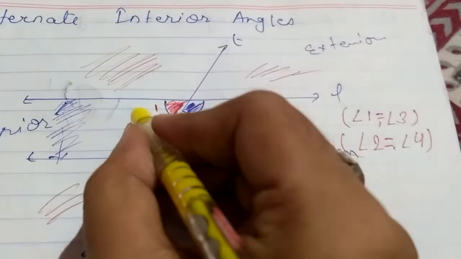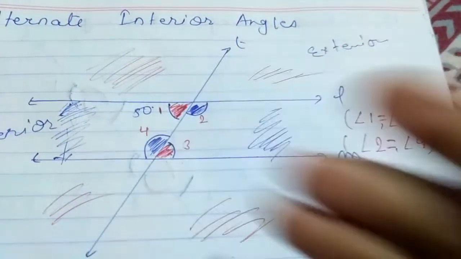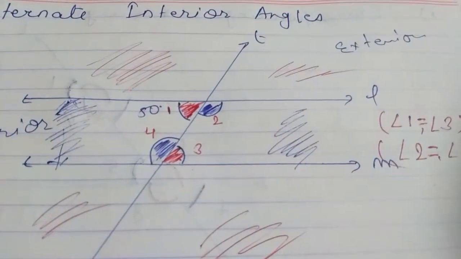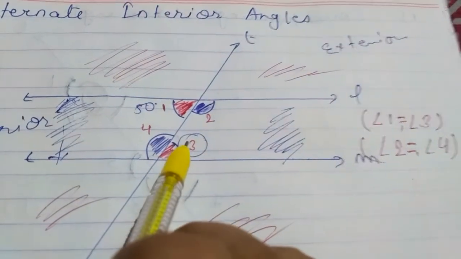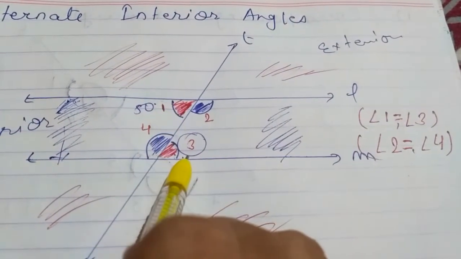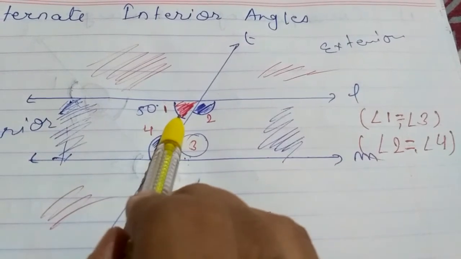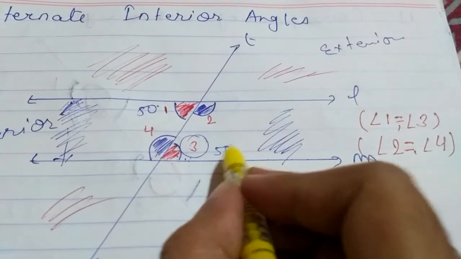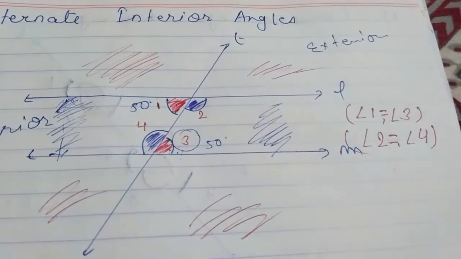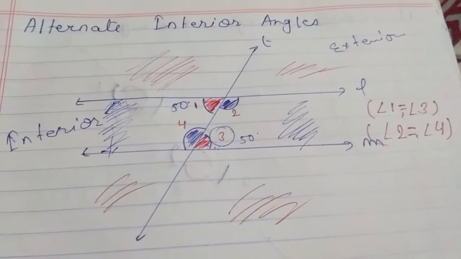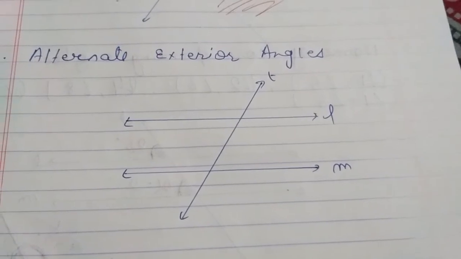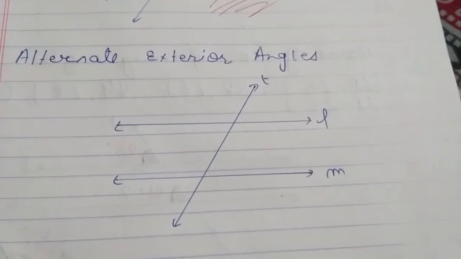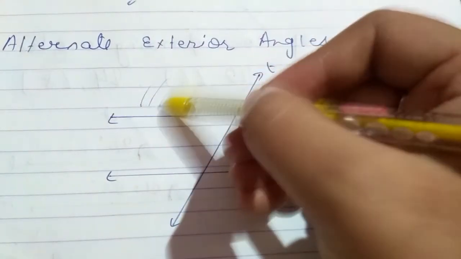One question, suppose here it is given that this one is 50 degree. So you can find out angle 3. I told you that both angles are equal. That means if this one is 50 degree, this one is also 50 degree. Understood? So this is the property of alternate interior angles. Hope you understand. Next thing is alternate exterior angles. It means outside of this side.